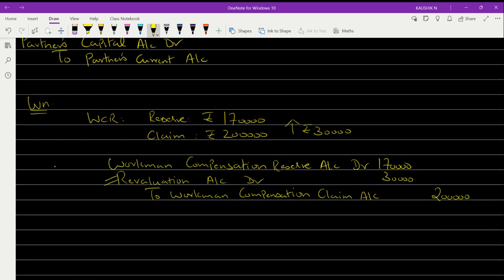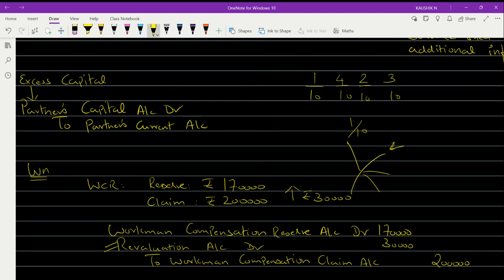So when I distribute this among those four people, it is 1 by 10, 4 by 10, 2 by 10 and 3 by 10. Cancelling one common zero, 3000 into 1 is 3000, 3000 into 4 is 12,000, 3000 into 2 is 6,000, and 3000 into 3 is 9,000. I got the amounts which need to be distributed.